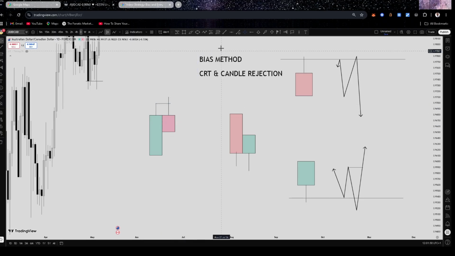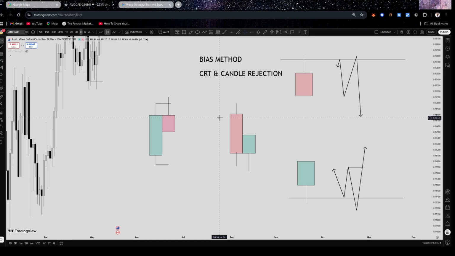When you wake up in the morning, mark the low of the candle and the high of the candle. Wait for price to clear either the high or the low of that candle. Once price clears the low or the high of that candle, now you are interested. You go to the lower time frame, like the 1 hour or the 4 hour time frame, and wait for a break of structure.